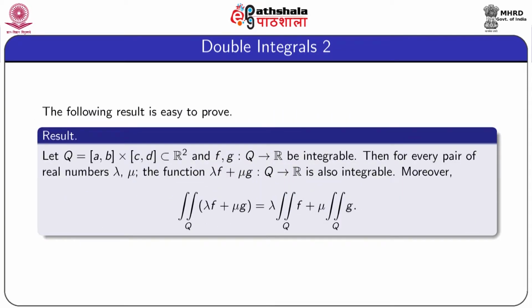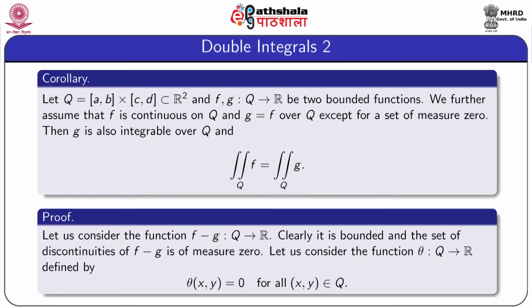We have another result which is easy to prove. Let Q = [a,b] × [c,d], and f and g both from Q to R be integrable. Then for every pair of real numbers λ and μ, the function λf + μg from Q to R is also integrable. Moreover, the integral of λf + μg over Q equals λ times the integral of f plus μ times the integral of g.